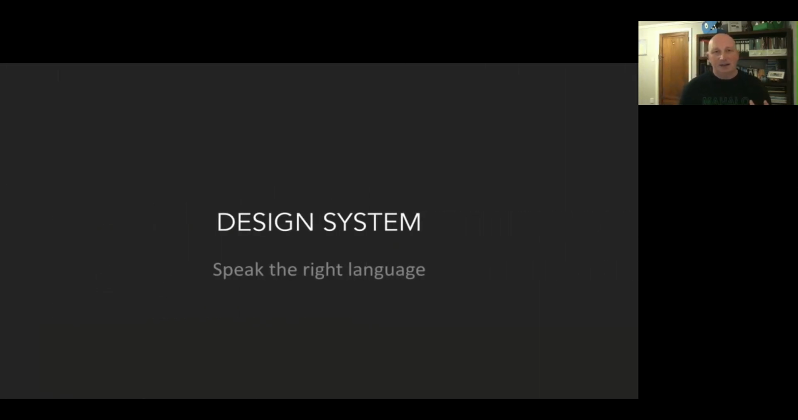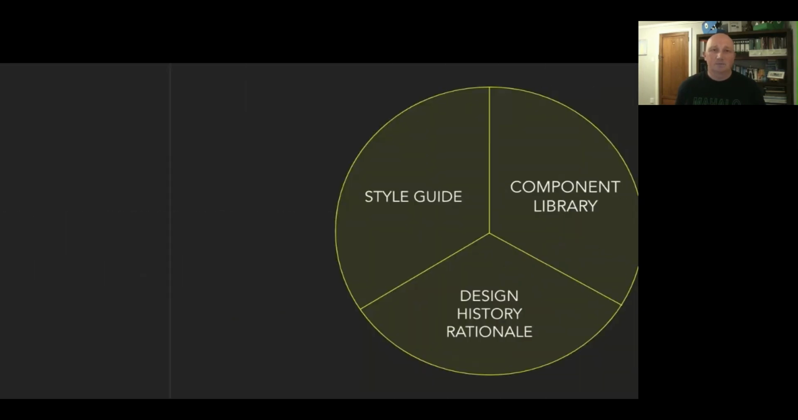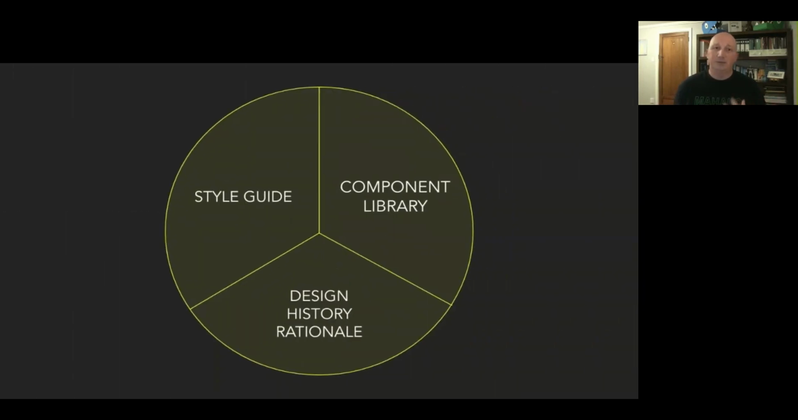Design system, speak the right language. Okay, right. So design system is one of those terms that means different things to different people. Fundamentally, a design system is made up of three things: a style guide showing the visual aspects, a component library where people have coded up the style guide, and the design history rationale, those decisions that you made whilst doing the designs that made you choose one thing over another.